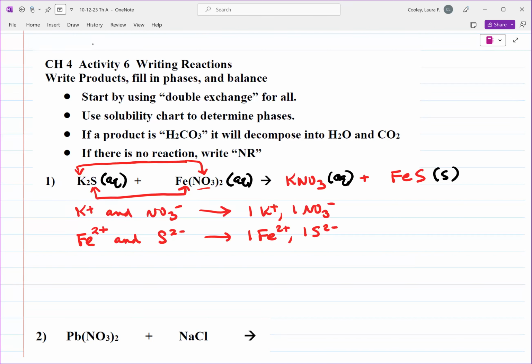So here we have our reaction. This is our precipitate. Okay. And so it just remains to balance it now. So what do I have to do to balance it? That's it. Okay. So that's the first one.